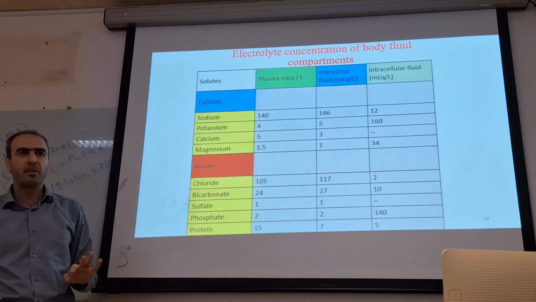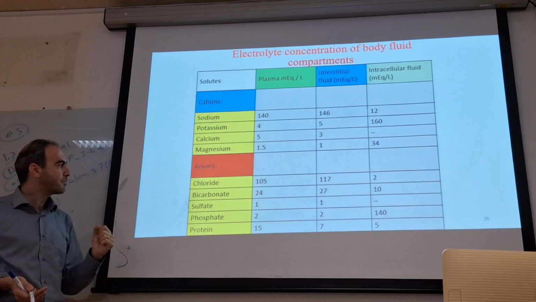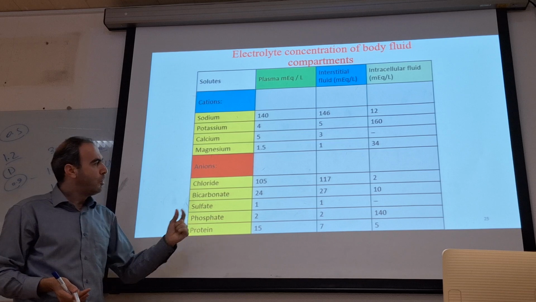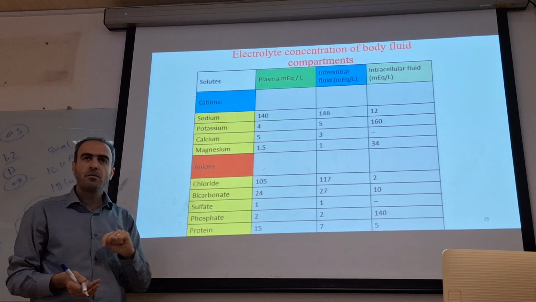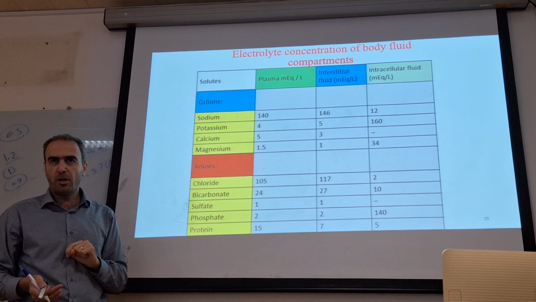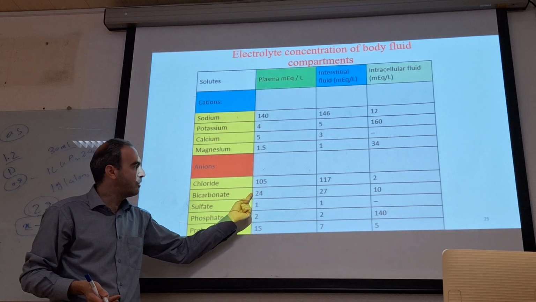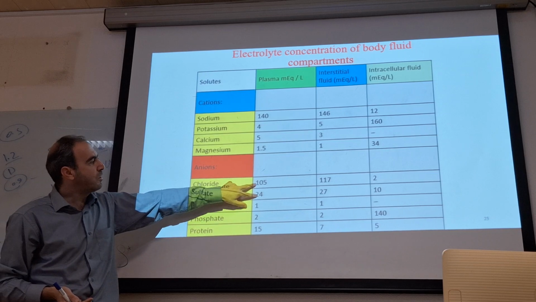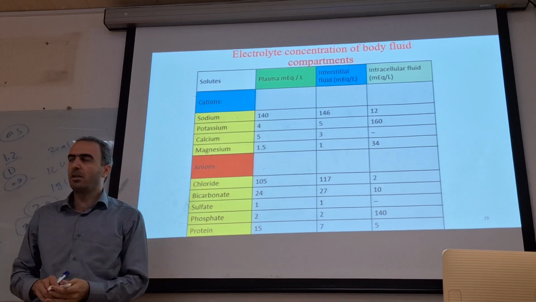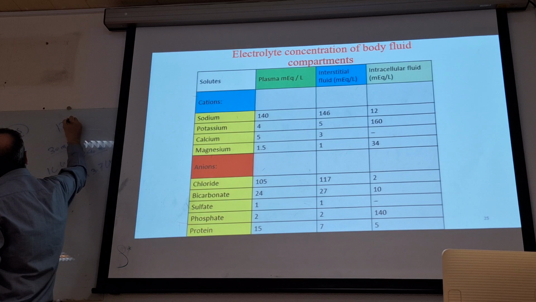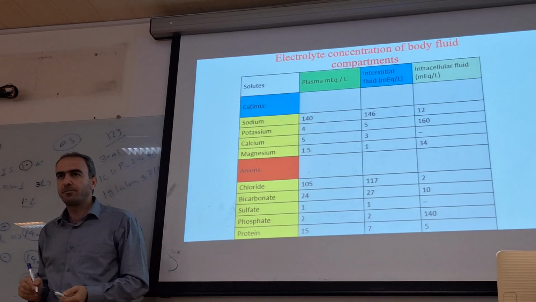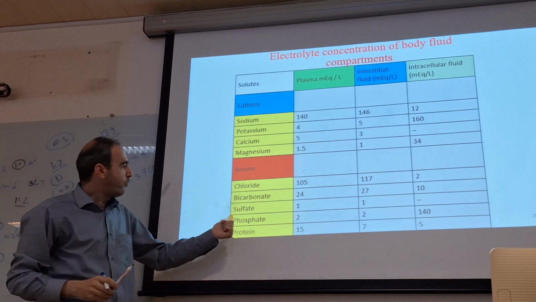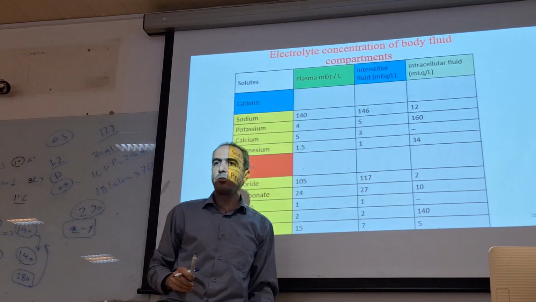Related to anion, chloride and bicarbonate. Both of them are the main anions in plasma, 105 and 24. Together, they are equal to 129. 129 and 128. But inside the cell, phosphate is the main anion, 140.